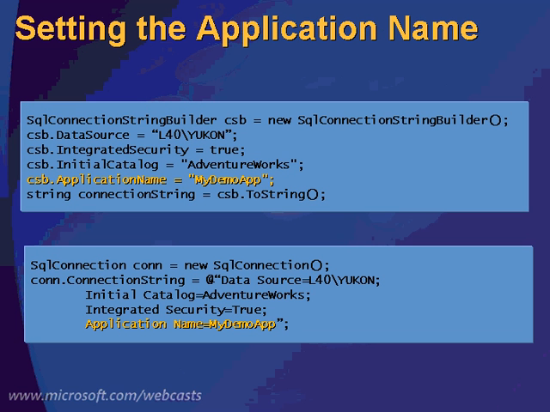So if we look at setting the application name in your code, there's really 2 ways to do that. If you use the connection string builder, you can set that application name property there, and you can see that's the line I have highlighted in yellow. If you're just building a straight connection string, you can see they're just setting the application name entry there to my demo app.